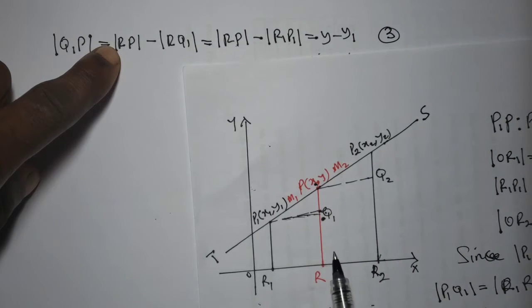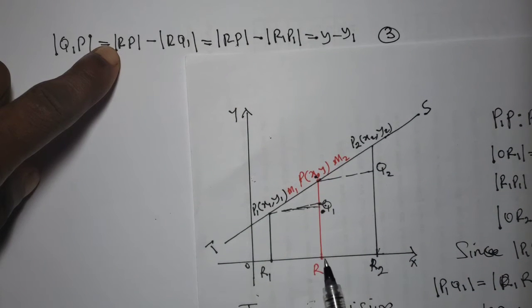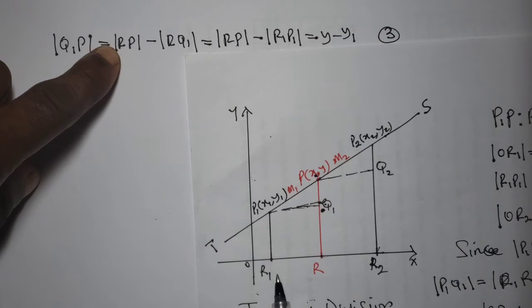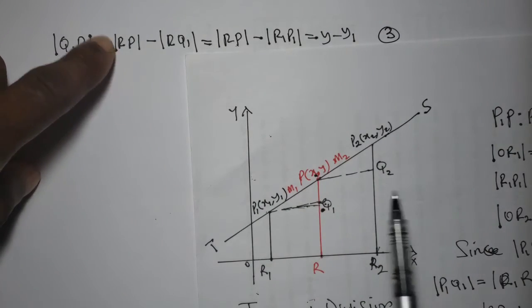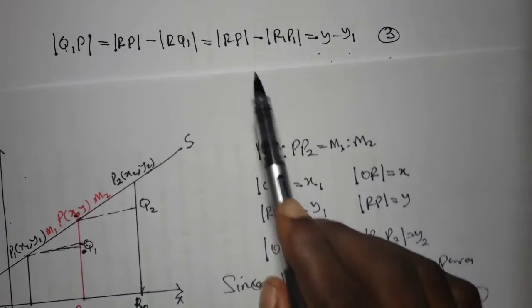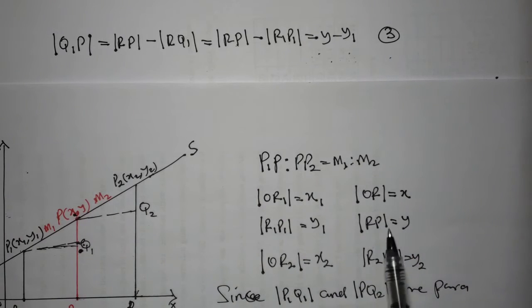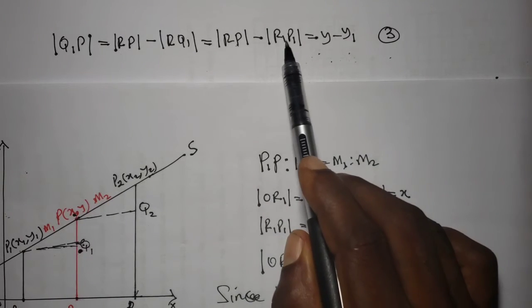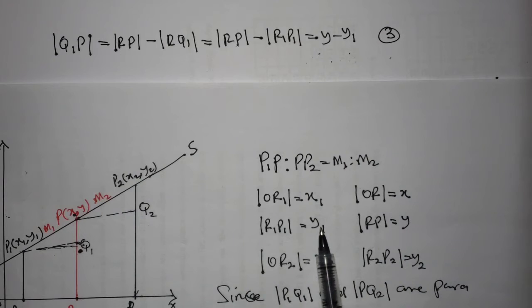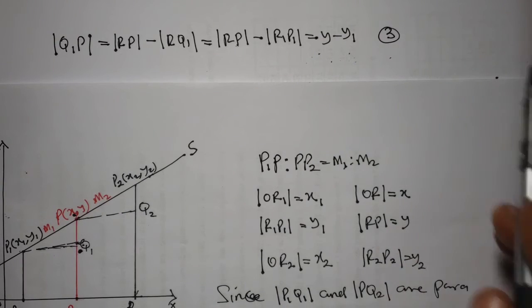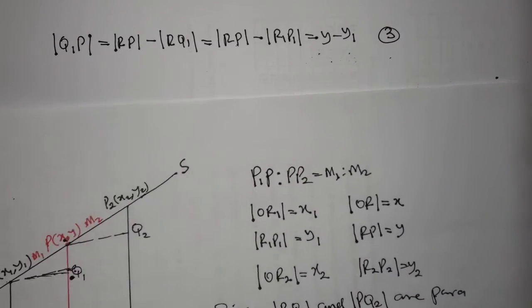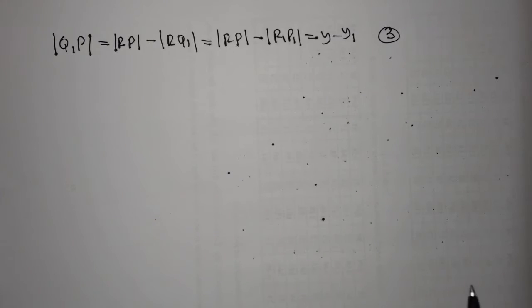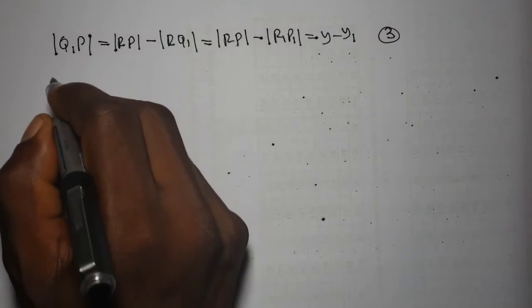How? Look, if you observe from this diagram, you see that the line RQ1 is the same as the line R1P1 because it's a rectangle and the opposite sides are equal. So this is correct. And then from our diagram here, what is our RP? Our RP is Y, and our R1P1 is Y1. So that gives us our third equation. We'll go ahead now and get the last equation, then we'll proceed.